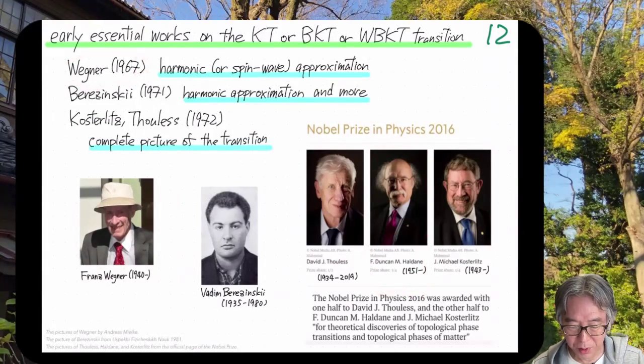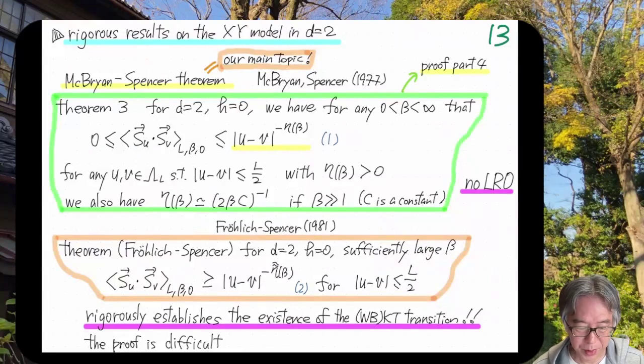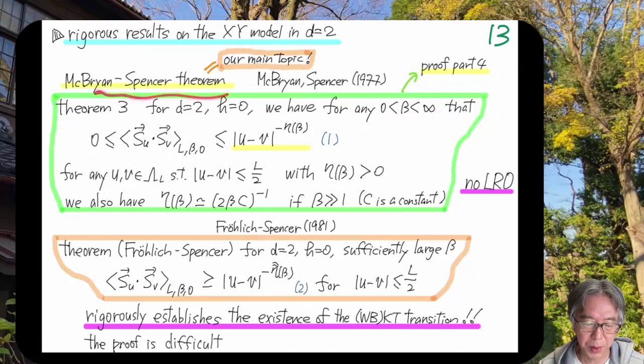All right, so that was a brief history, and let me go back to physics again. We have found that there was an indication that in dimension 2, the XY model exhibits a very exotic phase transition. Is it true? Yes. So here are rigorous results. First of all, this is an upper bound, and it's called the McBryan-Spencer theorem. As I said, this is our main topic of this mini course. So what does this theorem say?